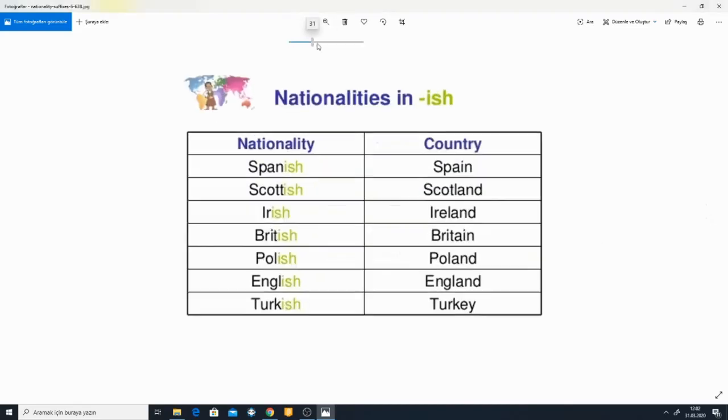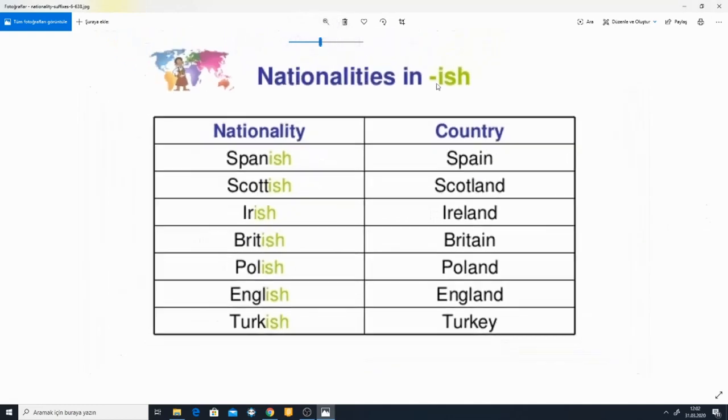These are nationalities with the suffix -ish. Nationality, country. Spanish, from Spain. Scottish, from Scotland. Irish, Ireland. British, Britain. Polish, Poland. English, from England. Turkish, Turkey.